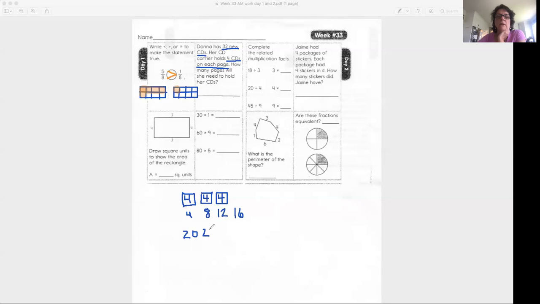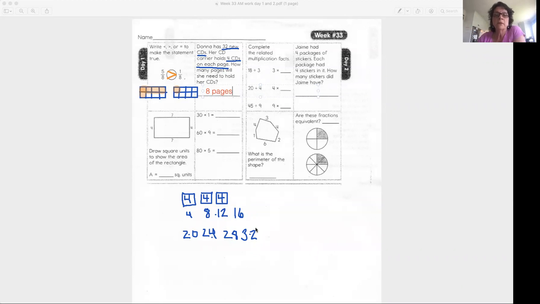24, 28, and finally 28 plus 4 is 32. So how many pages is that? Well, if I count my numbers, 1, 2, 3, 4, 5, 6, 7, 8. So my answer would be, how many pages will she need to hold her CDs? She will need 8 pages.